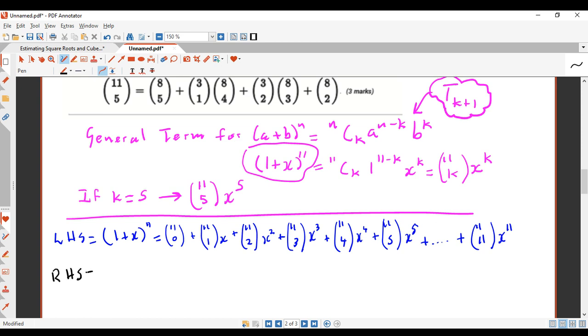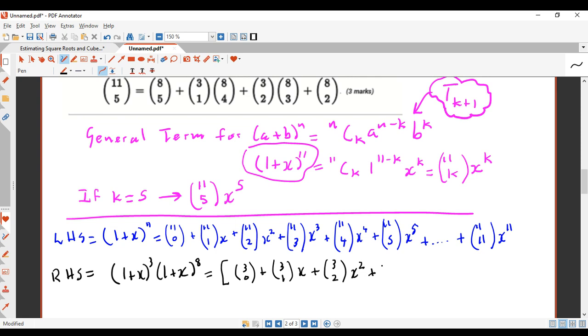Now the right-hand side is, now let's have a look. (1 plus x) cubed. That's sort of (1 plus x) to the 8. Okay. Now, if we write that out as an expansion, let's do (1 plus x) cubed first. That's going to be, I'll just use square brackets here, 3C0 plus 3C1 x plus 3C2 x squared plus 3C3 x cubed.